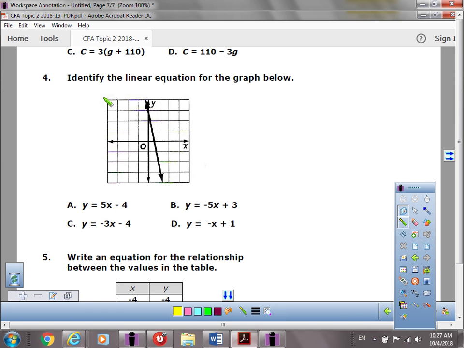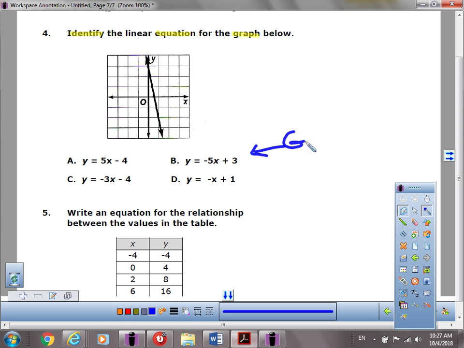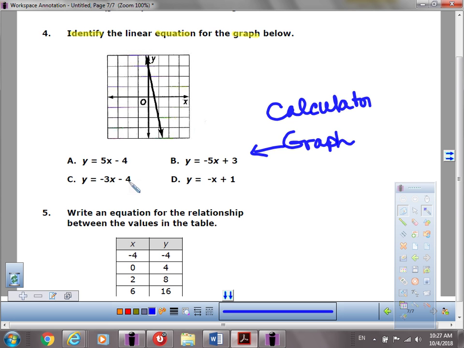Alright, so let's look at number 4. Number 4 says identify the linear equation for the graph below. And if you look at these graphs here and you look at the equations, again, you need to just graph them. You have a calculator that will graph for you. So literally this should have been super easy. Just use your calculator to graph and then compare.